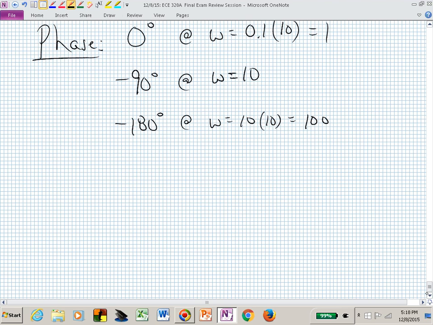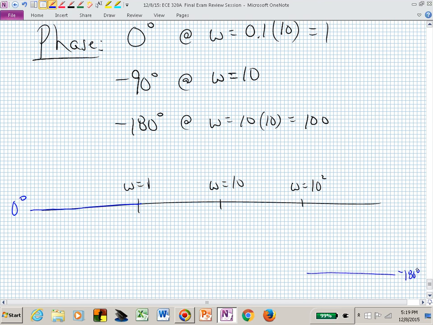So if you were sketching the phase curve for this quadratic term, it would now be 0, and then it would be minus 180. And between those, it's a straight line, so that this is now minus 90 right at the break. Questions on that? Now we would just add all of those up. Do you want to see that?